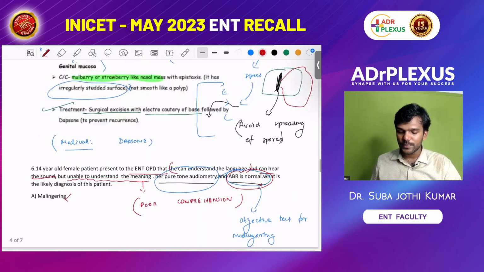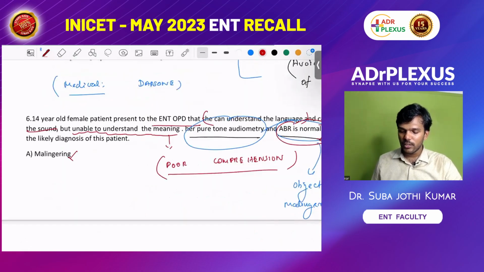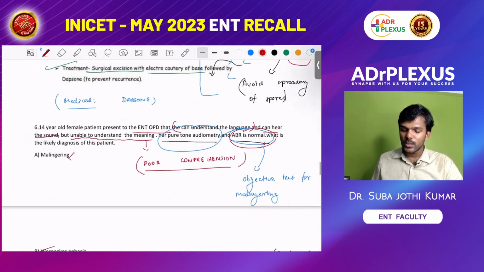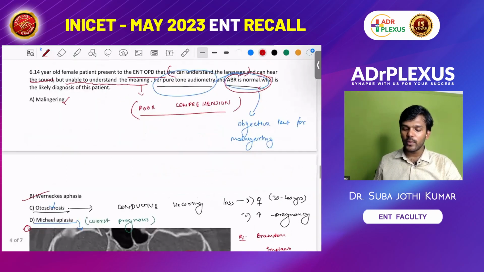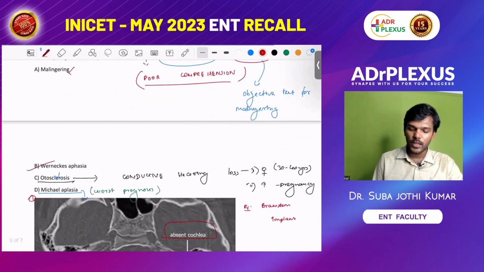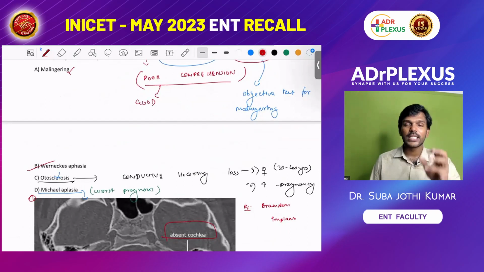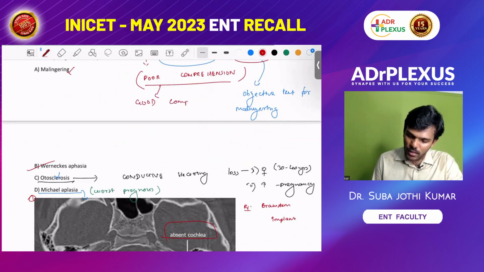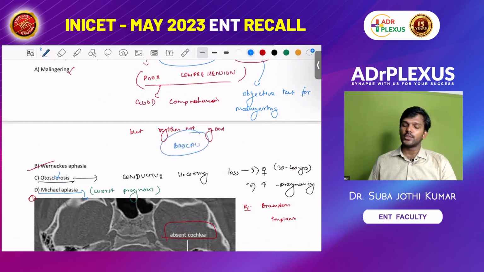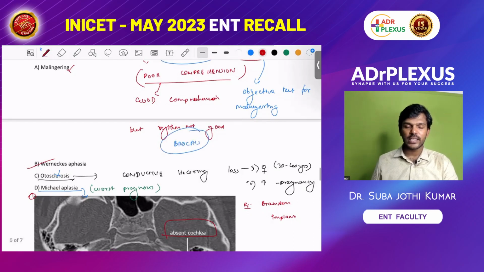What is Wernicke's aphasia? It's a CNS topic. Poor comprehension, but good listening to normal sounds. So poor comprehension is Wernicke's aphasia. Good comprehension, but the rhythm of speech is not good, irregular speech, is Broca's aphasia. In this question it is very clear that it is Wernicke's aphasia.